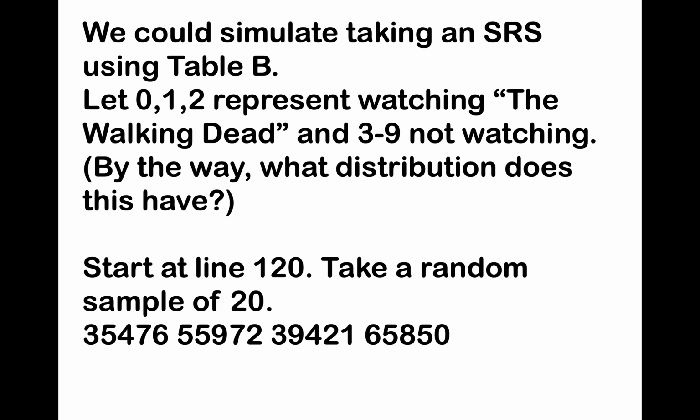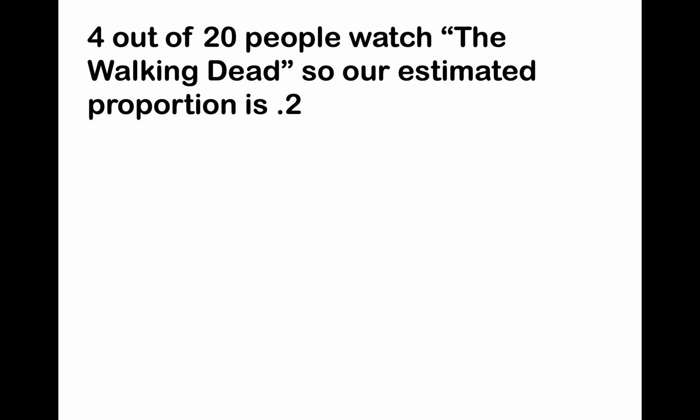So if we were simulating this, if you started at line 120 and you took a random sample of 20 and those are the digits, so 3 would represent not watching, 5 is not watching, and you can see what you would end up with would be 4 out of those 20 people from our simulation, we would say watch The Walking Dead. So our estimated proportion would be 0.2.